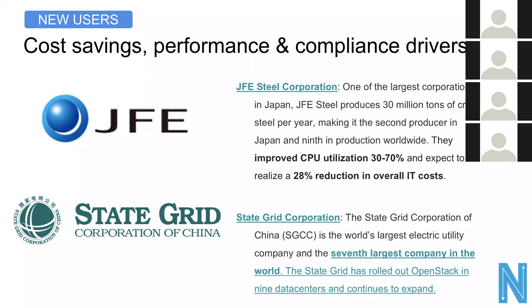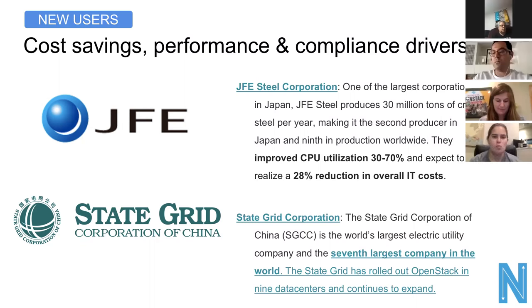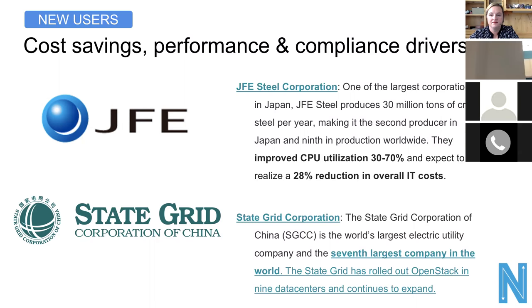shift that has happened as the software has matured, where companies like JFE Steel in Japan, one of the largest steel manufacturers in the world, a very mainstream business, use OpenStack to power their IT. And why would they do that? Well, they were able to improve their performance pretty dramatically and at the same time cut their overall IT cost. So better performance for lower cost, that's a really compelling business case.